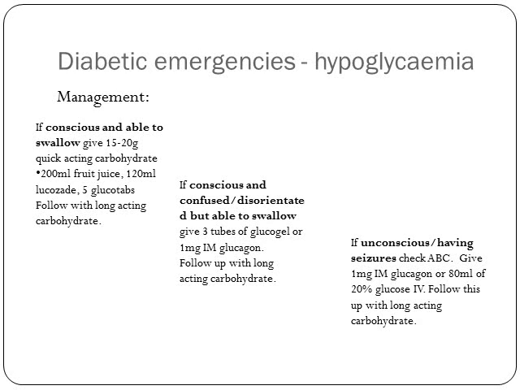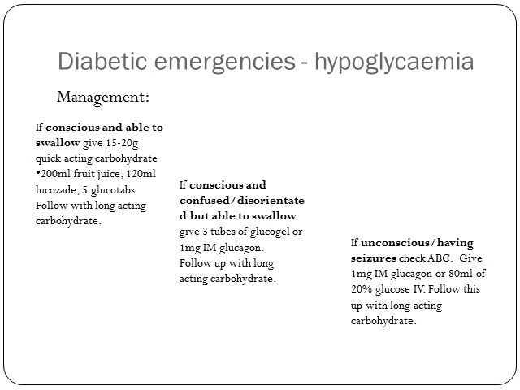and then follow that up with long-acting carbohydrate. If they're conscious but confused and disorientated and not really able to eat and drink, you can give them 3 tubes of glucogel, and you can rub that into their mucous membranes, or 1 milligram of IM glucagon. Giving IM glucagon's not that nice, especially to little old people with not much muscle to inject it into. And then again, follow that up with a long-acting carbohydrate when they start to come around.